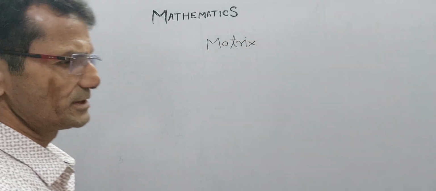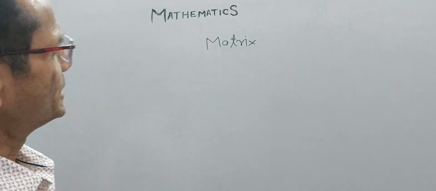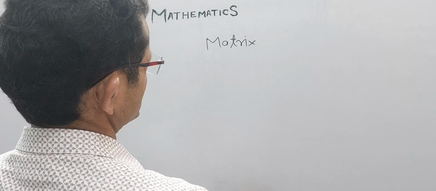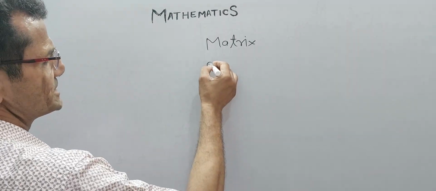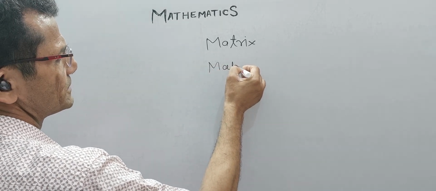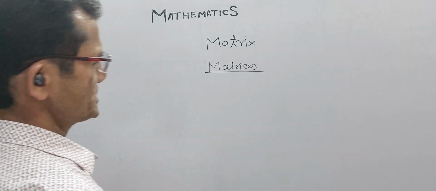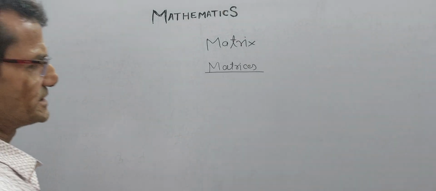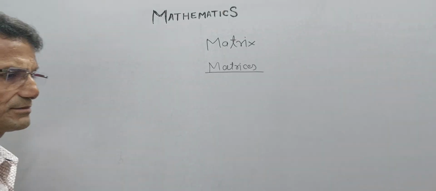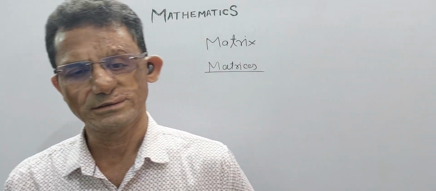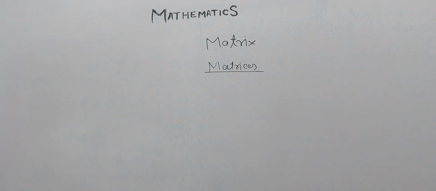matrix of numbers, matrix of functions of real numbers. The plural of matrix is matrices. In matrix, we have to arrange different types of numbers, different types of functions of real numbers in a rectangular array. Rectangular array looks like this.